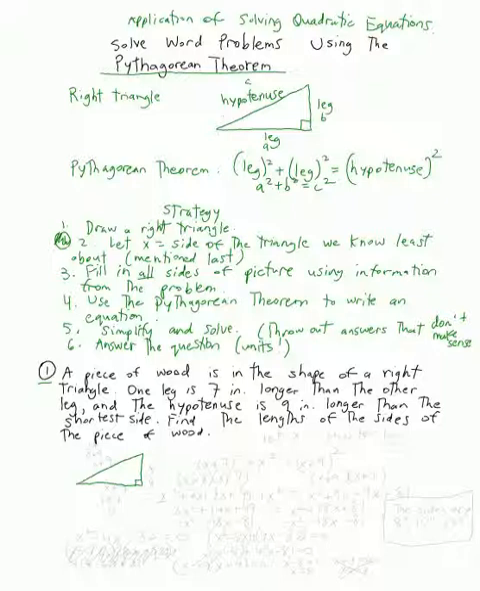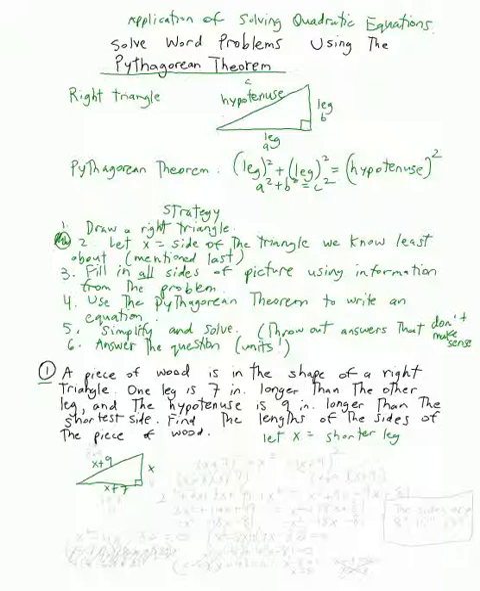Now it says one leg is 7 inches longer than the other, so we're going to let x equal the shorter leg. So there's x. Now since the other leg is 7 inches longer than this one, the other one's going to be x plus 7. And then the hypotenuse is 9 inches longer than the shortest side, so the hypotenuse is going to be x plus 9. Okay, so we're done with step 3. Step 4, use the Pythagorean Theorem.